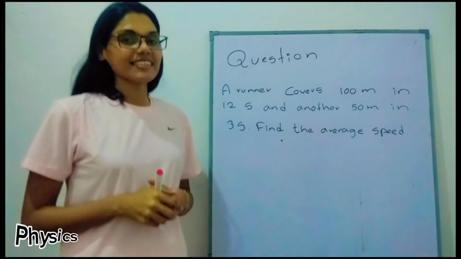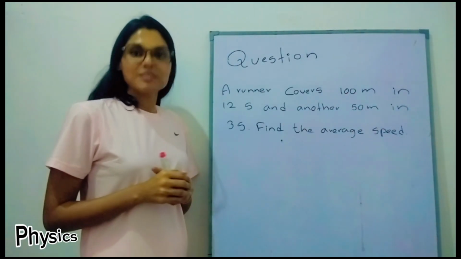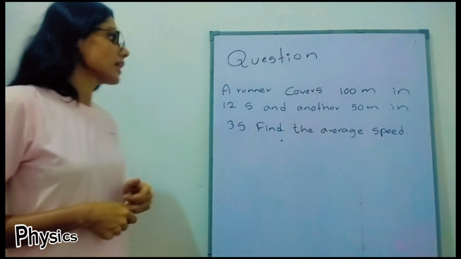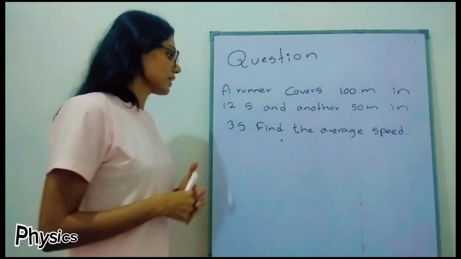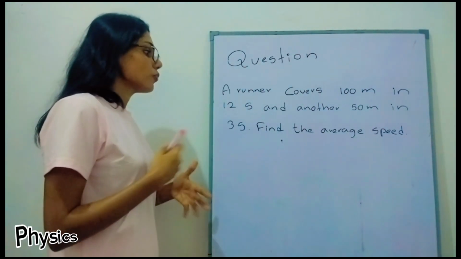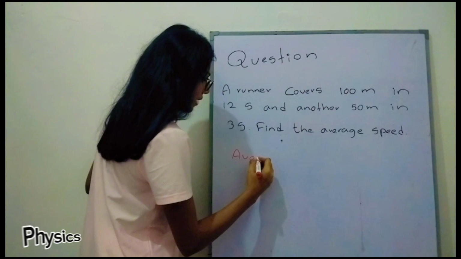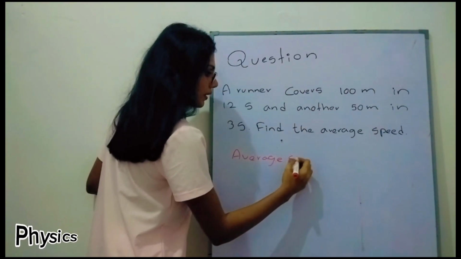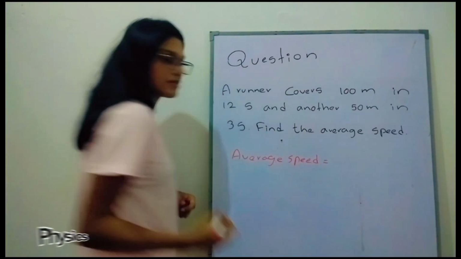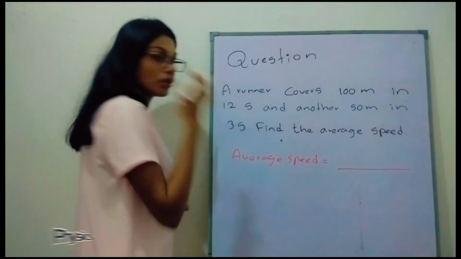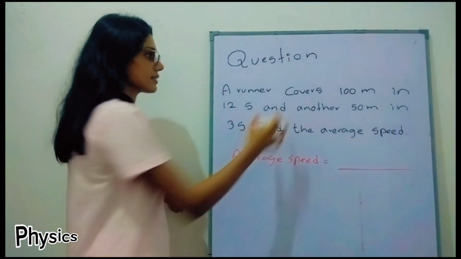Time to check your understanding of average speed. In this question, a runner covers 100 meters in 12 seconds and another 50 meters in 3 seconds. Find the average speed. You know that average speed equals the total distance divided by total time. So first we need to know what the total distance is.